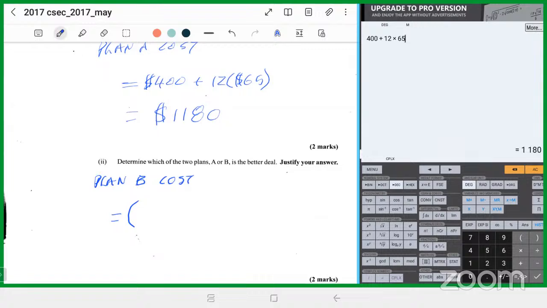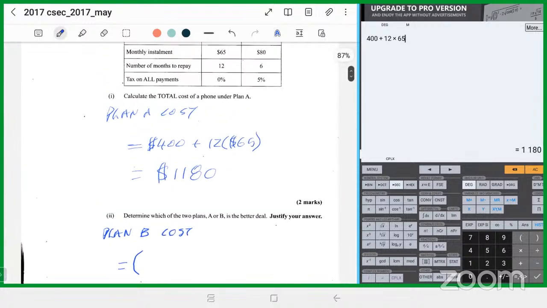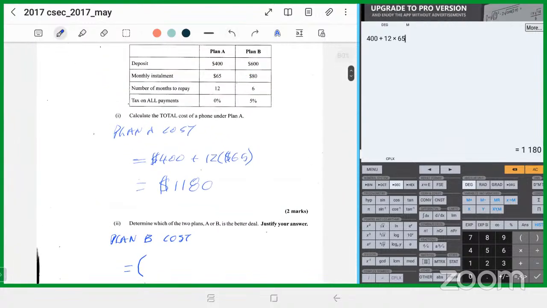All right? So the cost of it is going to be the deposit of $600. Let's put that in first. Plus, you're going to pay this $80 6 times. So you're going to add 6 times $80. Let's put the dollar sign on it. That's going to be the total before tax. But then you're adding a 5% tax. So to add a 5% tax, I can simply multiply by 105% to get the final value.